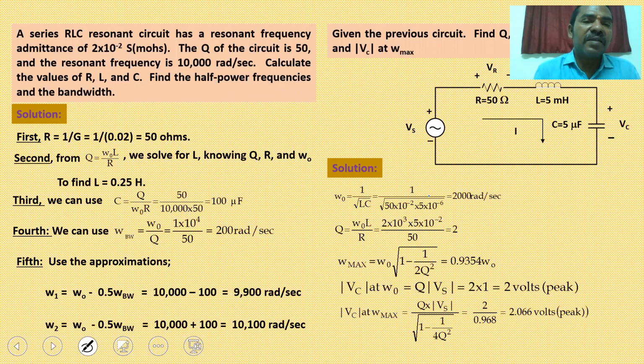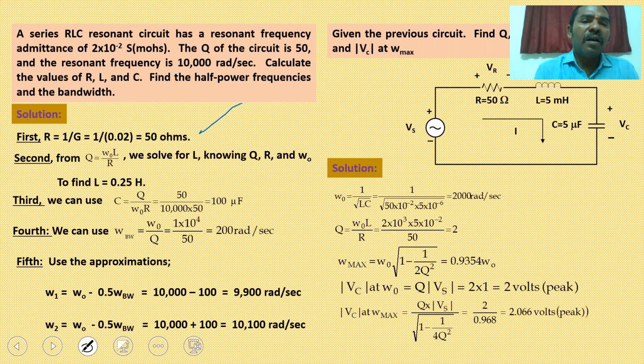So an RLC series circuit, they are given the resonating frequency admittance of 2 into 10 power minus 2 Siemens. So the quality factor of the circuit is 50. The resonating frequency is 10,000 radians per second. We have to go for the calculation of R, L, C. So the admittance under resonance they are given, so that is 2 into 10 power minus 2. So resistance value you can calculate as 1 by G. So 1 by G is equal to 1 by 2 into 10 power minus 2 or 1 by 0.02. So you can get 50 ohms.